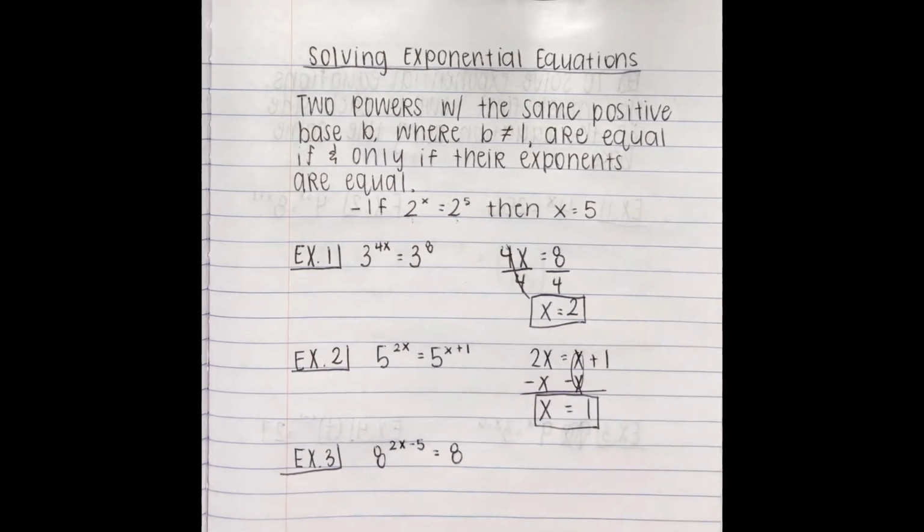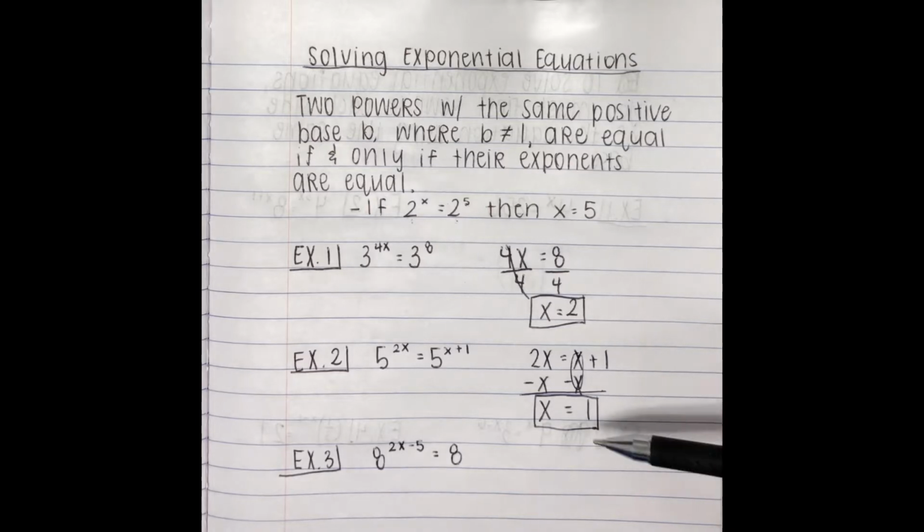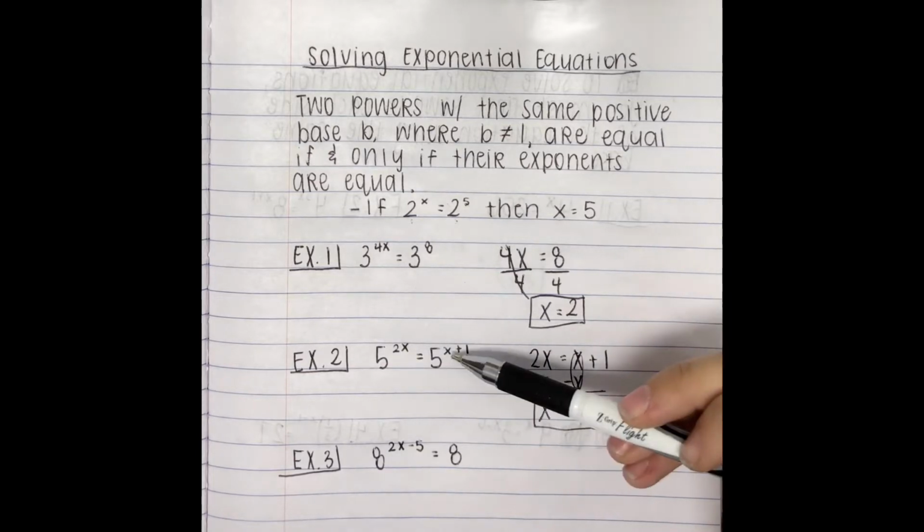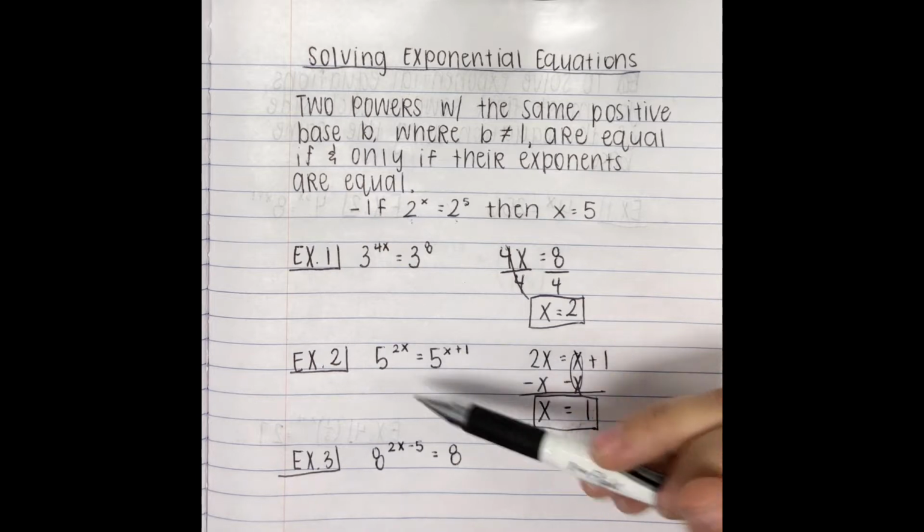So x equals 1. Of course, you can always check your answers. So if you took this 1 and plugged it back in, 2 times 1 is 2. And then you put it here, 1 plus 1 is 2. So we get 5 to the second power for both.